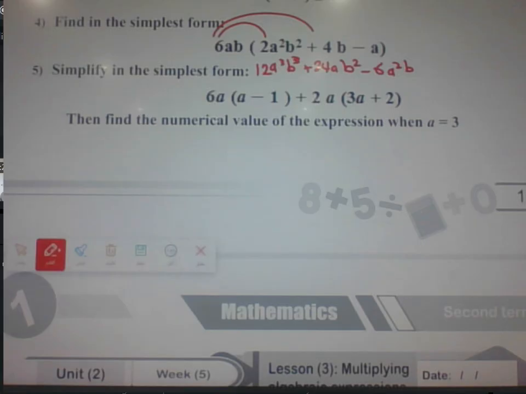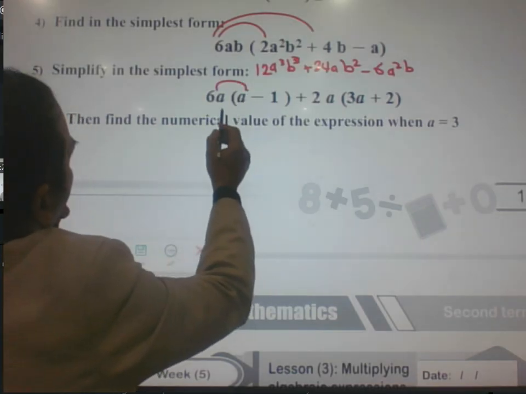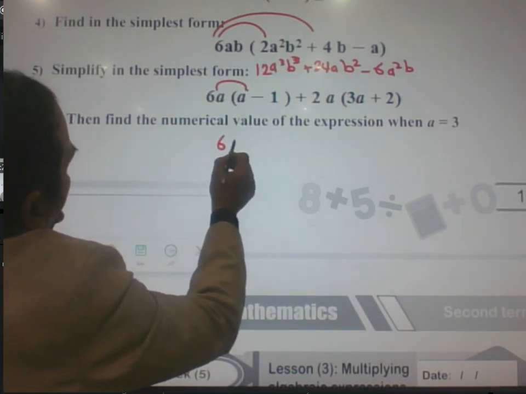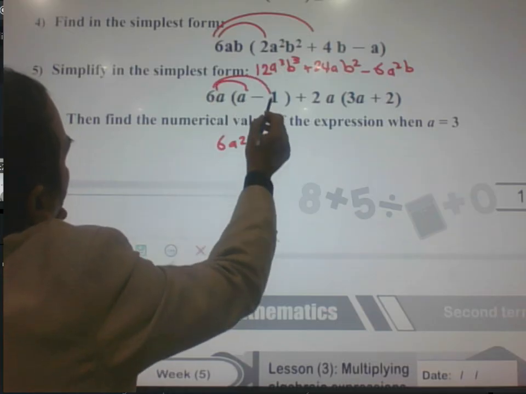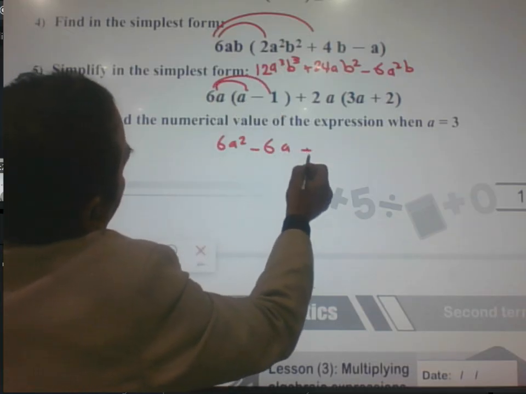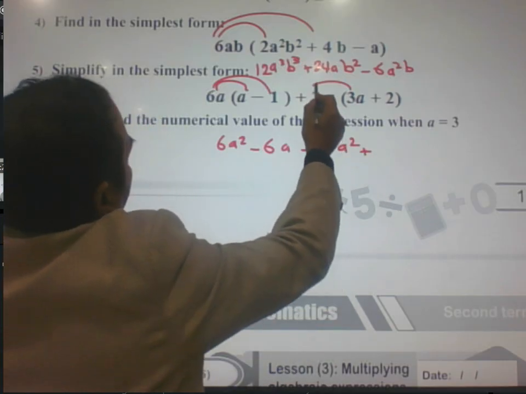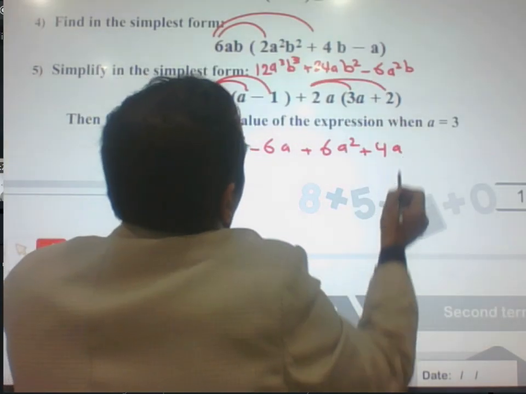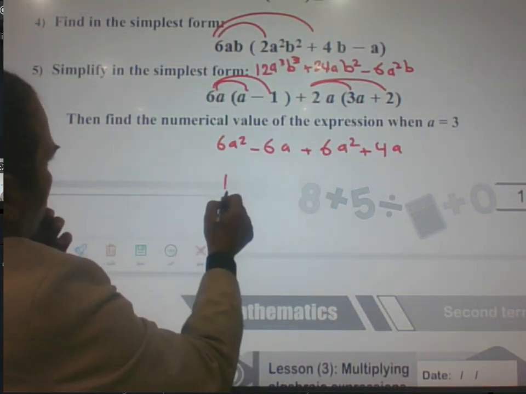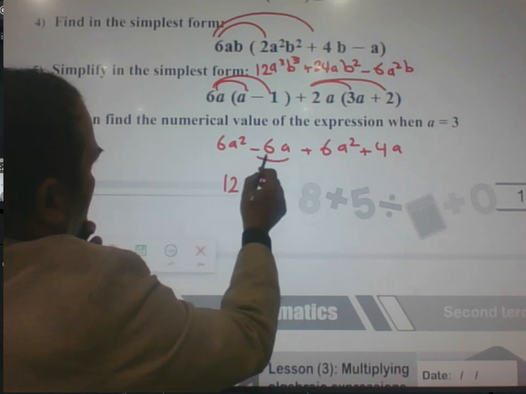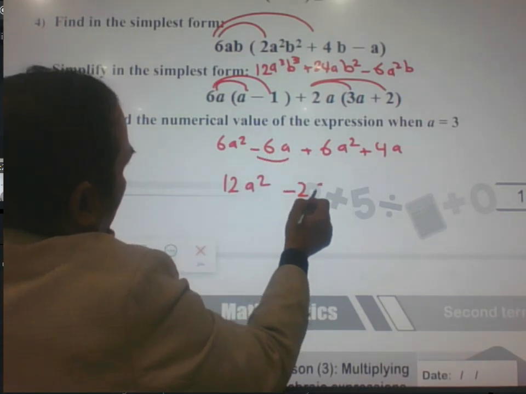Okay. Next one down, we use the distributive property. 6a times a will be 6a^2. And 6a times negative 1 will be negative 6a, plus 2 times 3, 6, a times a^2. 2 times 2, 4, a. We can write 6 plus 6 equal 12a^2. Negative 6a plus 4a is negative 2a.